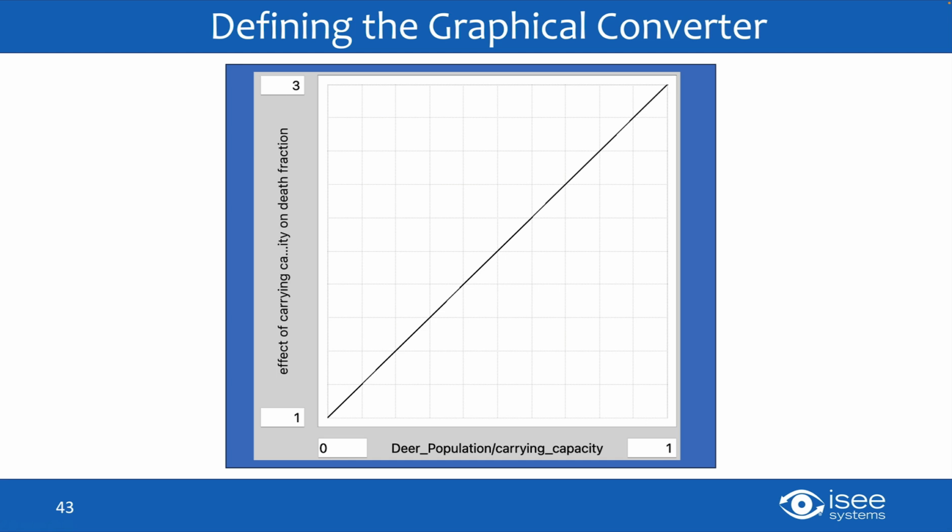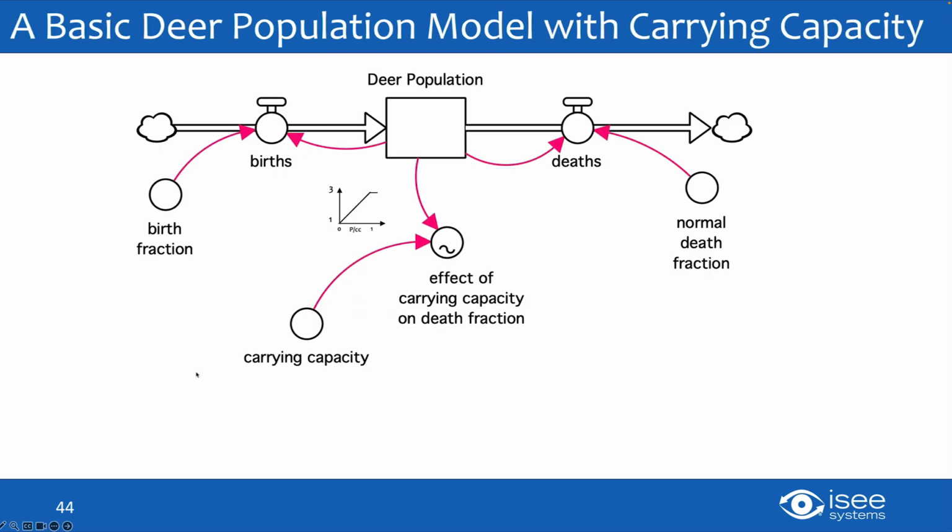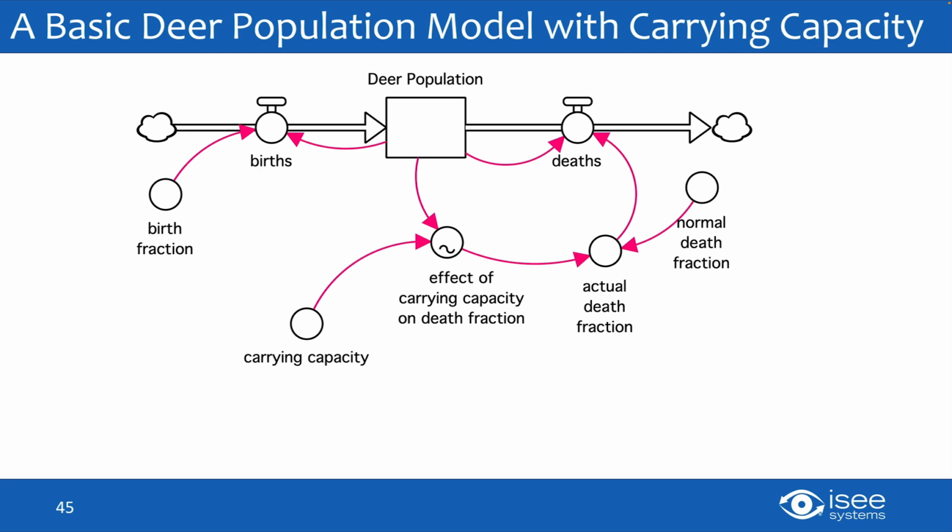I don't often use straight line graphs in these definitions anymore, but decided to do it this time because it made the mathematics I want to show you in a few slides easier. So the graphical converter has been designed at this point. Notice now a new converter has been added, actual death fraction. This is the death fraction that will be used to calculate deaths in the death flow.